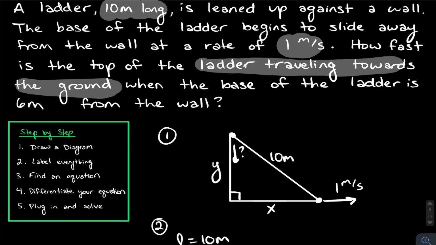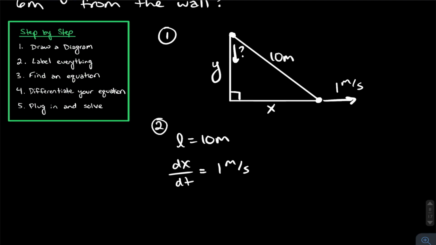How fast is the top of the ladder traveling towards the ground? That is what we're looking for here, and that would be dy/dt, right? How fast is this piece changing? And so that is what we are trying to find here.